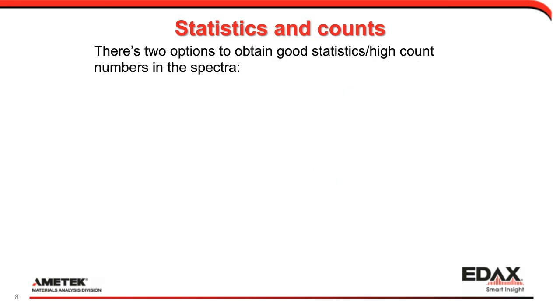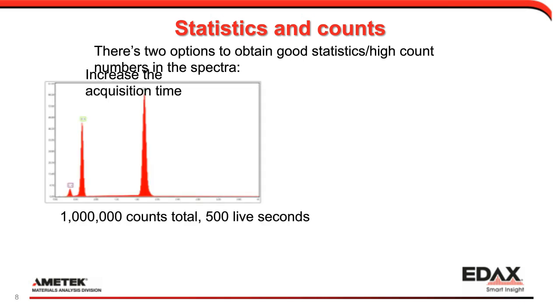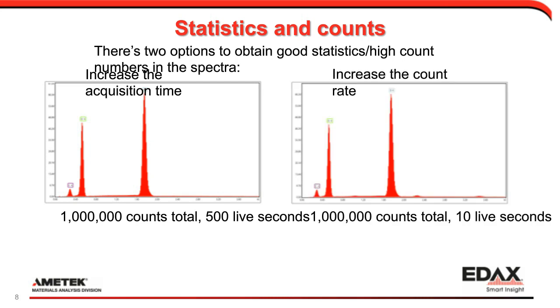How do we do that? Well, there are two options. Either increase the acquisition time. Here we have 1 million counts total in the spectrum, acquired in 500 seconds, so this is about 10 minutes of acquisition. We can also crank up our beam current and increase the count rate. Here we have 1 million counts again, but only 10 live seconds, so much, much faster.